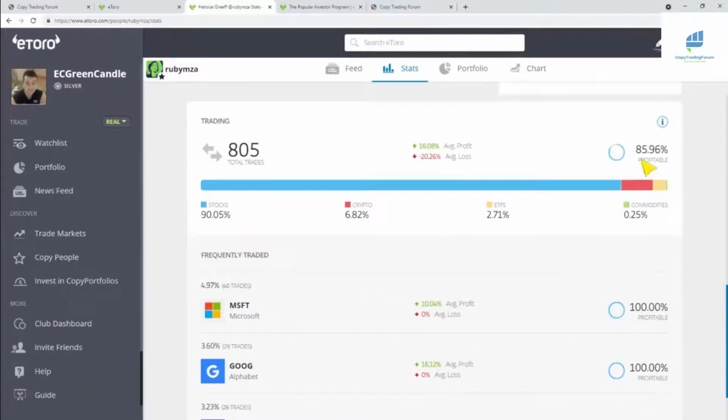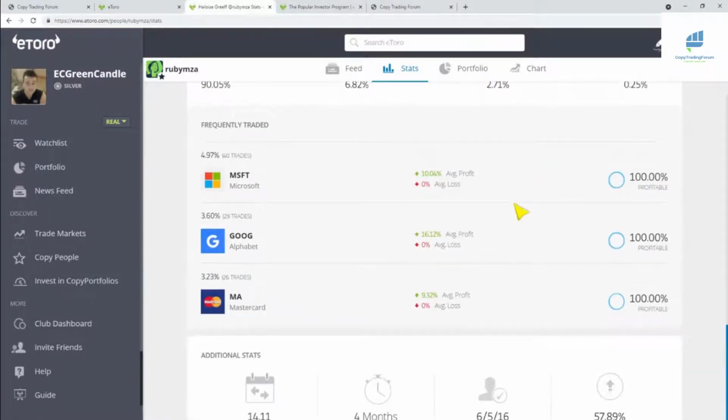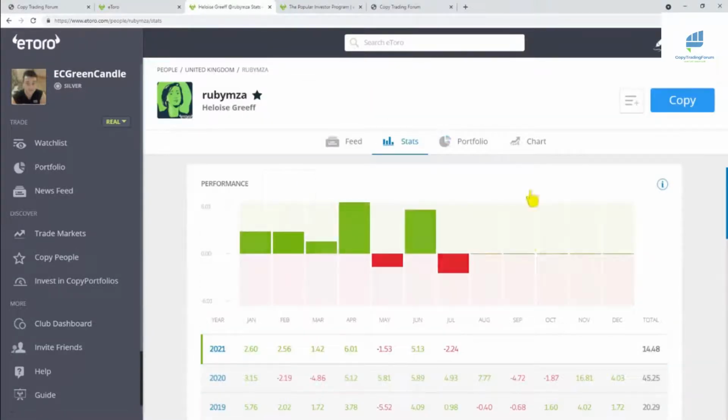Trading shows here she's 85.96 profitable in her trades. It shows here 90% stocks, okay, crypto, ETFs, but she only trades in stocks. This is how much she has made since she started trading. And down the bottom here, you have how many trades she does a week, 14.11, average hold time 4 months, and profitable weeks is 57.89. So you can see all these stats before you invest.